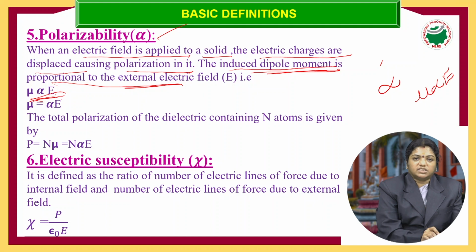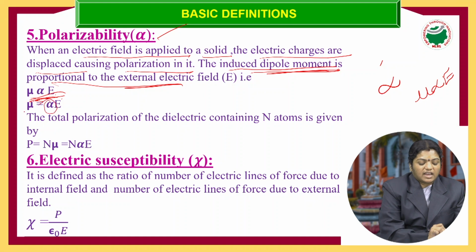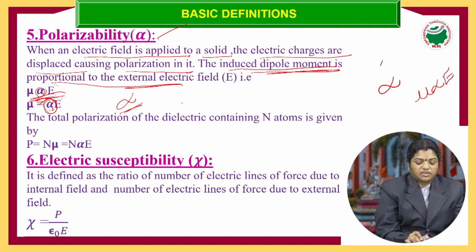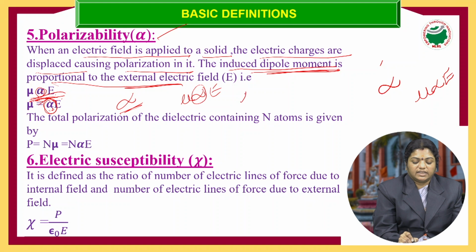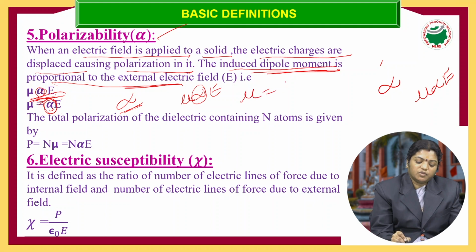To remove the proportionality, we specify one constant, alpha. This is the proportionality constant, and this is the polarizability. Don't get confused: mu is directly proportional to E. To remove the proportionality, we take one constant: mu is equal to alpha E.